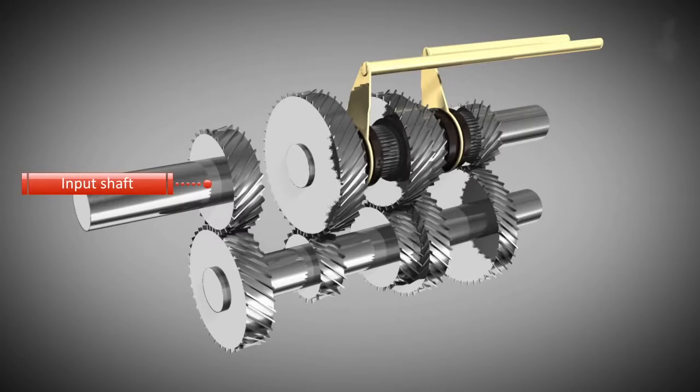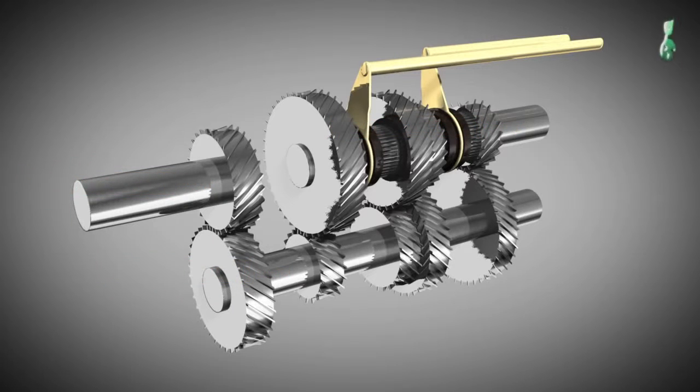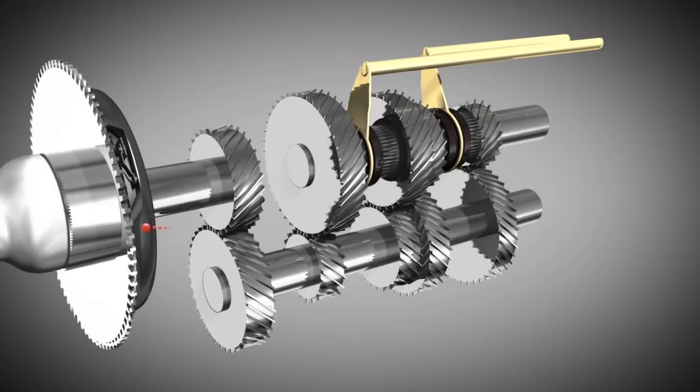The input shaft is connected to the engine. The rotational energy of the input shaft is transferred to the counter shaft that transfers its energy to the gears of the output shaft. The output shaft is connected to the wheels of the vehicle. The power flow between input shaft and engine can be adjusted through a friction clutch.